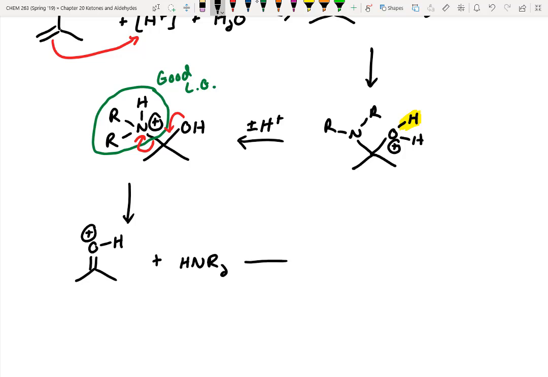Last step would be what? Minus H plus. And in this case, what's the best possible base around? The lone pair on the nitrogen. However, if you show minus H plus, I'm perfectly fine with that. And in many ways, I like just showing it as minus H plus. That way I can practice my forward and backwards arrow pushing.